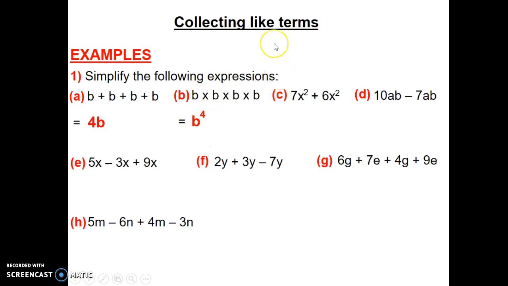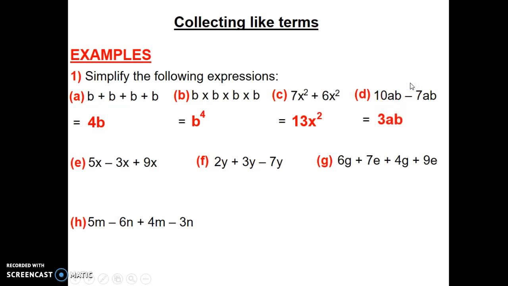Now, for the third question, you get 7x squared plus 6x squared. So think of this question as this: you've got 7 lots of x squared and 6 lots of x squared. You want to add them together. What is 7 add 6? You know that is 13. So you're going to have 13 lots of x squared. For the fourth question, you've got 10 lots of AB and you want to take away 7 lots of AB. So 10 take away 7 is 3. So your answer would be 3 lots of AB.